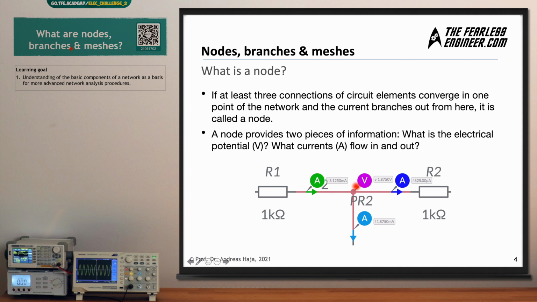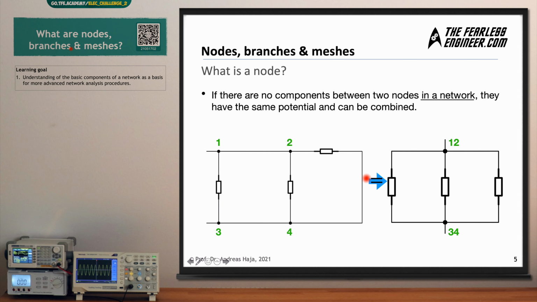Also, we have a potential at this node, 1.875 volts, and this is the set of information which a node provides. It answers the question what the electrical potential at this node is, and also which currents flow into the node and flow out of the node. And when it comes to setting up node equations, this is the information we can glean from a node: the distribution of currents, incoming, outgoing, and also the electric potential at this node.